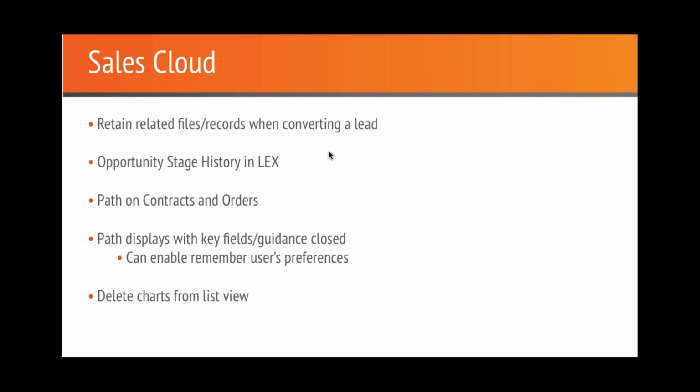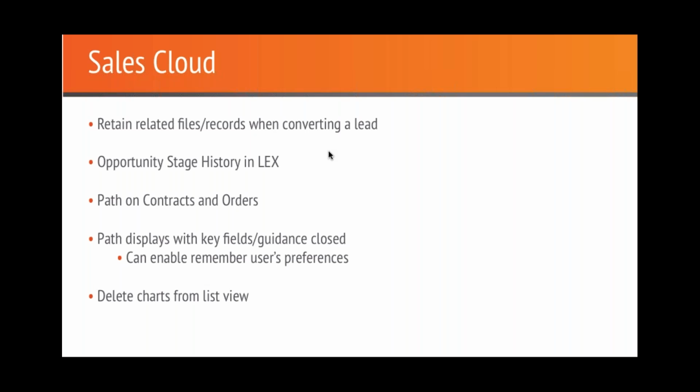And there's also a couple of changes around path. So path used to be known as sales path, as originally opportunities, and then it got extended out to opportunities and leads. And it's now been extended further to support contracts and orders. Also, the sales path now displays by default with the key fields and guidance closed, which means that it maximizes the real estate. If a user is looking at the details, they haven't then got a big chunk which is showing them where they currently are on the sales path.